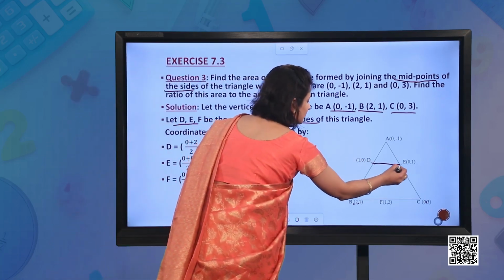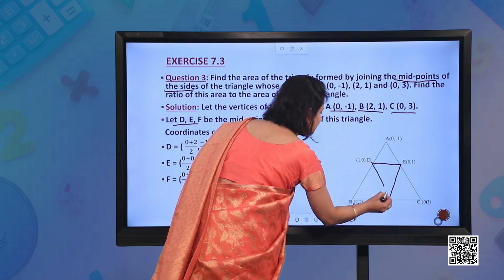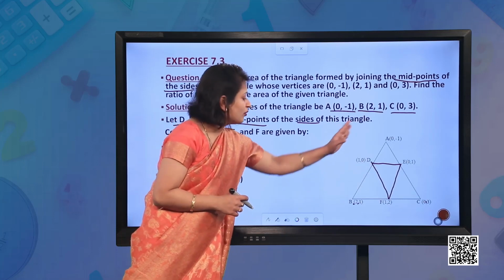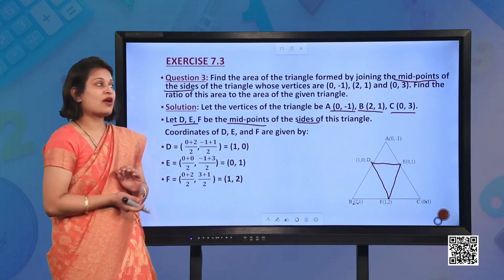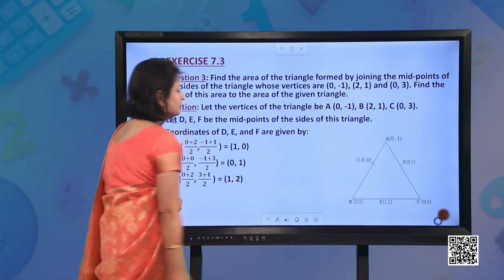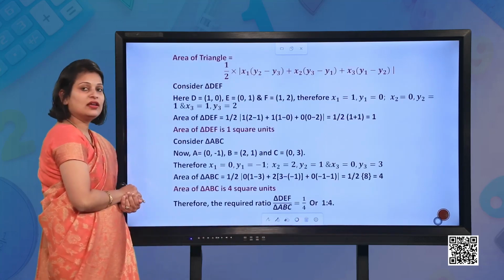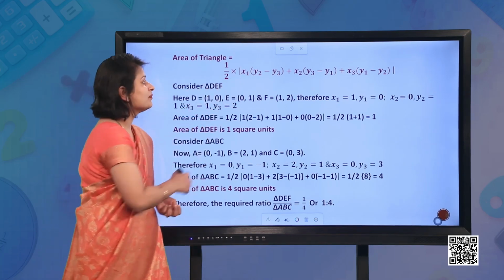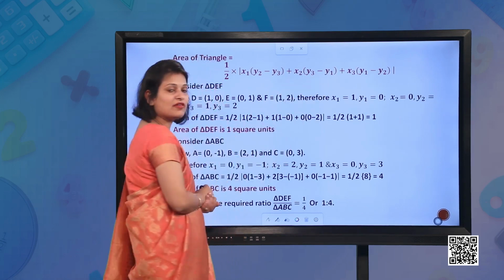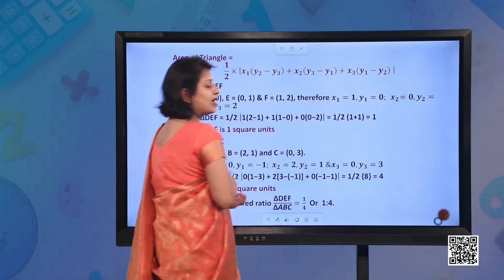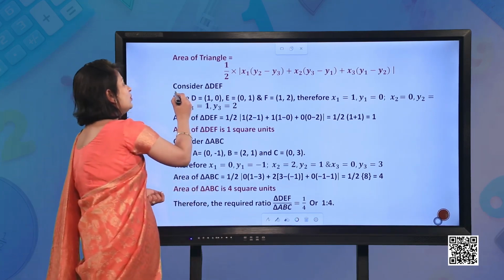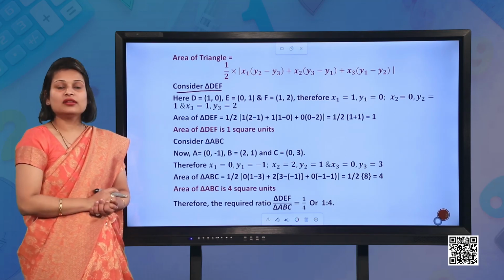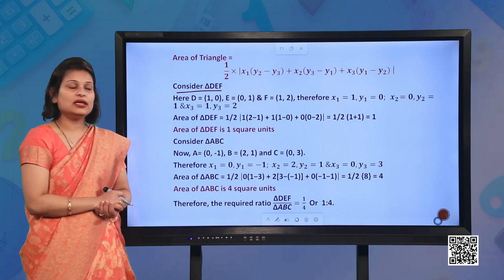Join these midpoints. You will get a triangle. You have to find out the area of this triangle and the area of triangle ABC. Then you have to find out the ratio. Now, the area of a triangle is given by the formula half x1 (y2 minus y3) plus x2 (y3 minus y1) plus x3 (y1 minus y2). Since you know the coordinates of points D, E and F, you can easily calculate the area of triangle DEF.